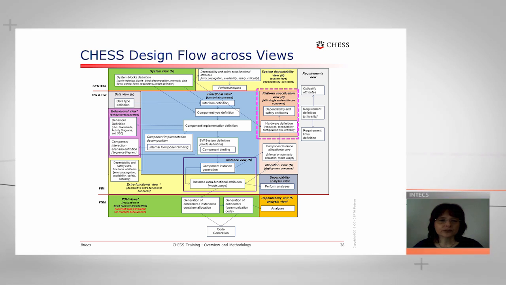Now, in the platform specification view, the modeler can define the hardware entities of the target platform, like processing units, memories, or buses, and specify their attributes, such as the number of cores that compose a processor, so we can distinguish between a single core and a multi-core. It's also possible to decorate the hardware platform entities with safety and dependability attributes.